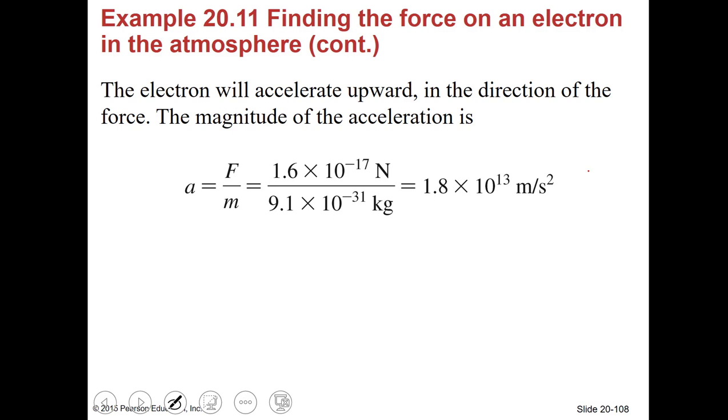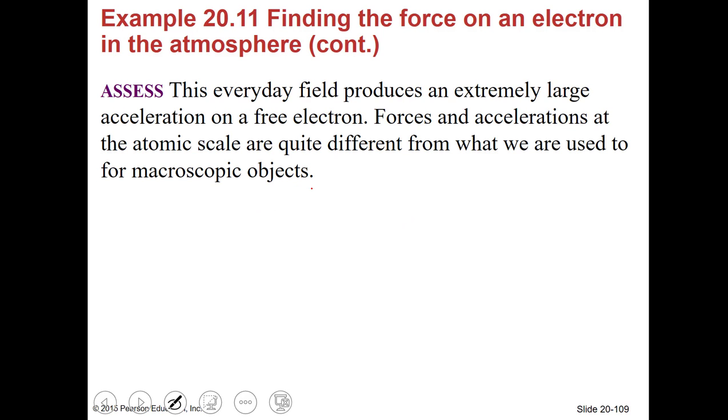Okay, the acceleration from Newton's second law, F is equal to ma. So a is F over m. There's the force. Now, not a very big force, but again, the mass is really, really small. So 1.8 times 10 to the 13th meters per second squared. So a really large acceleration. Small force, relatively speaking, but a really big force to an electron, though. Okay, so this everyday field produces extremely large accelerations of a free electron. Forces and accelerations at the atomic scale are quite different from what we're used to seeing for macroscopic objects.